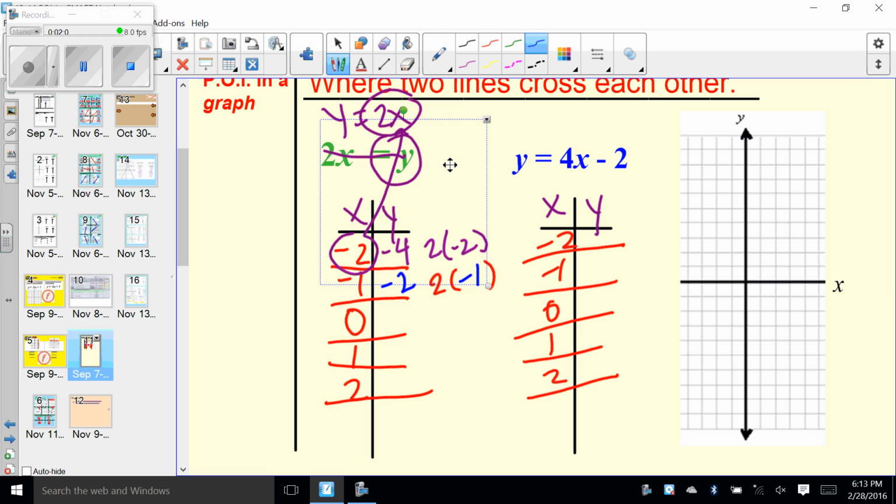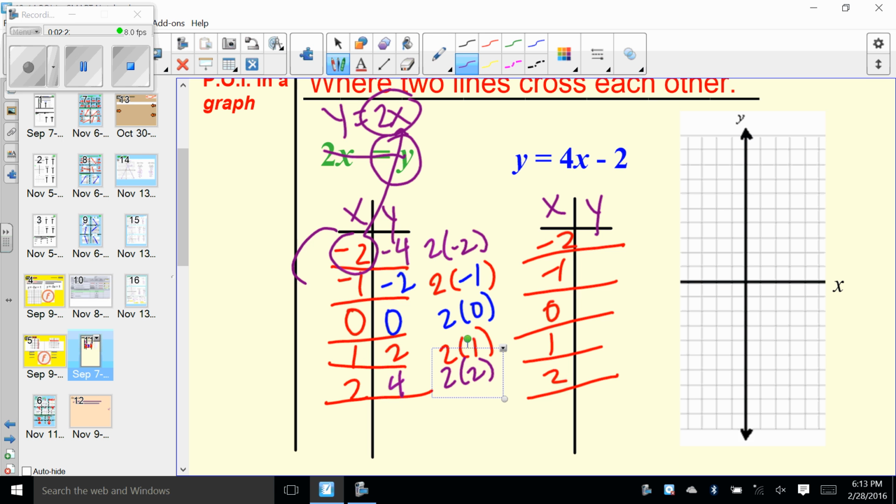Plugging in again, we have y equals mx plus b, but the plus b is gone here. We plug in 0, which gives 0. We plug in 1, and 2 times 1 is 2. We plug in 2, so we have 2 times 2, which is equal to 4. So you might need a calculator, as I said.